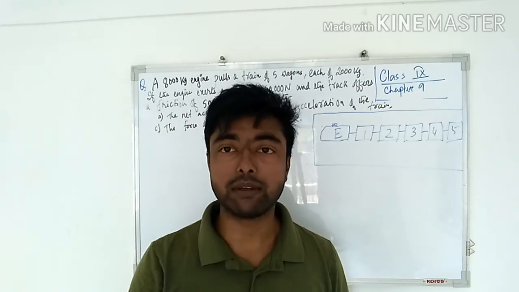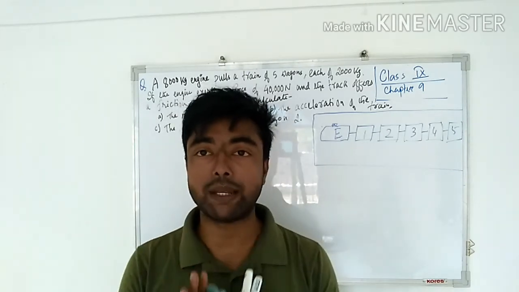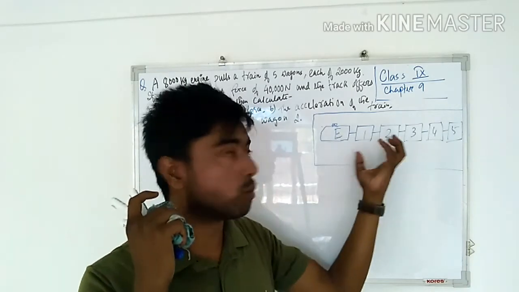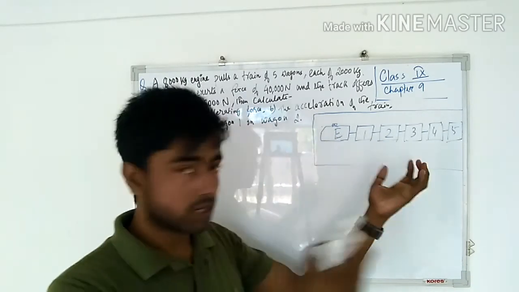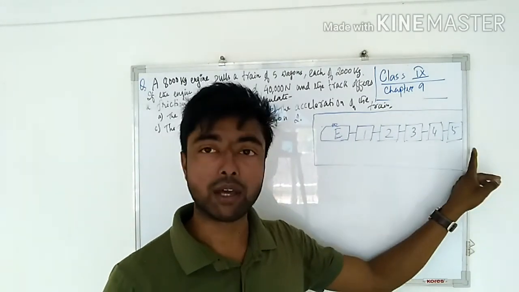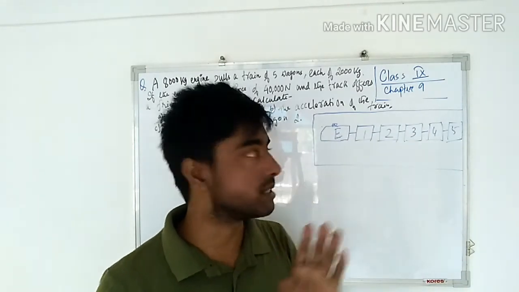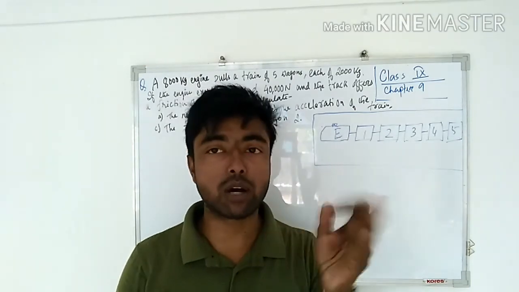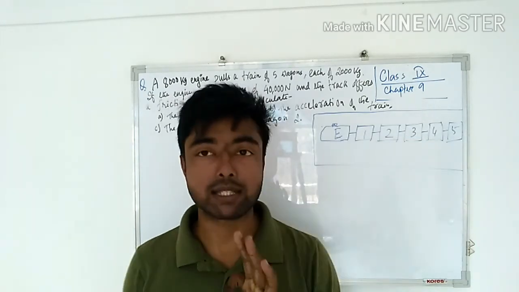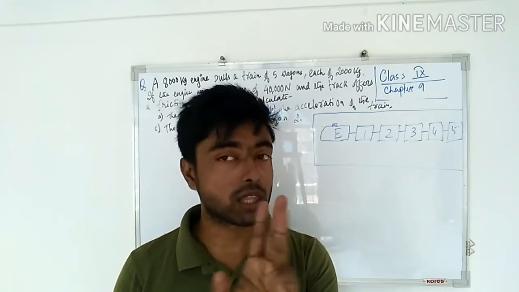Okay, it's a very easy numerical, but you need to understand the physics behind it. What is happening? I am telling you. This E is the engine. Suppose this is the engine, and this engine is pulling 5 wagons in this direction. 1 2 3 4 5, and every wagon has a mass of 2000 kgs. So 5 wagons का mass कितना होगा? 2000 into 5, so 10,000 kilogram होगा 5 wagons का mass. The mass of the 5 wagons will be the total mass of the train, 10,000 kilogram.